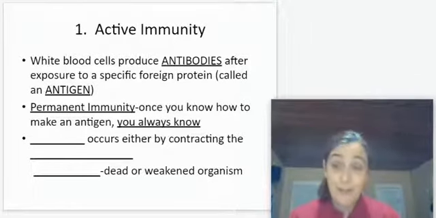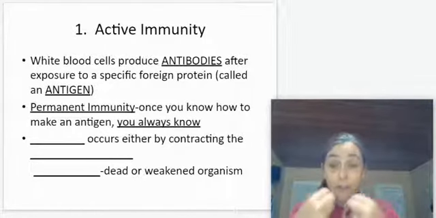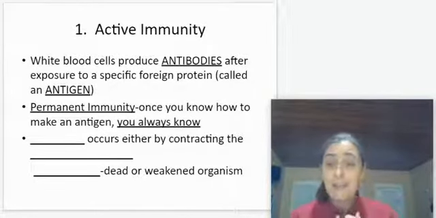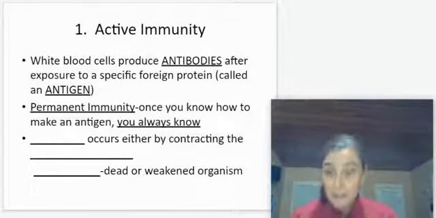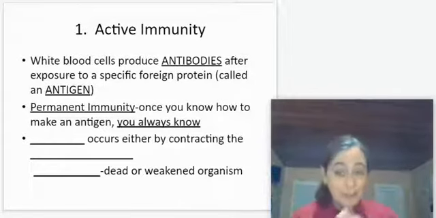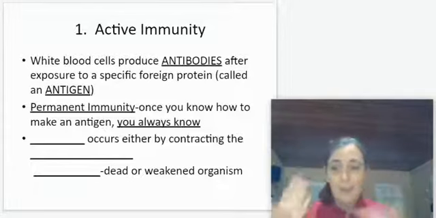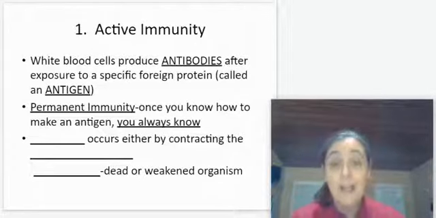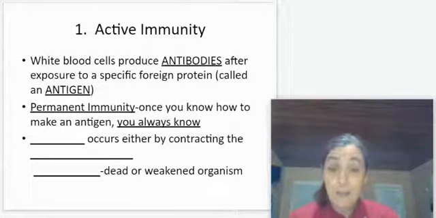I will know forever. So if the chicken pox virus comes into my body again, I will make antibodies against it and kill it before it has a chance to make me sick, which is why I'll only get chicken pox once. I actually could be infected with it over and over and over, but I won't get sick from it because I now know how to kill it before it makes me sick. So my immunity is now permanent.